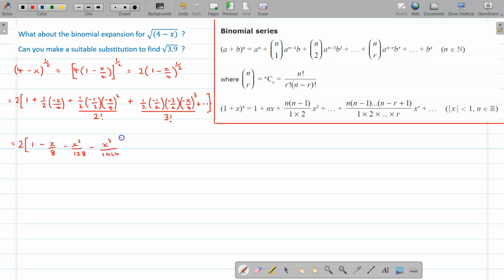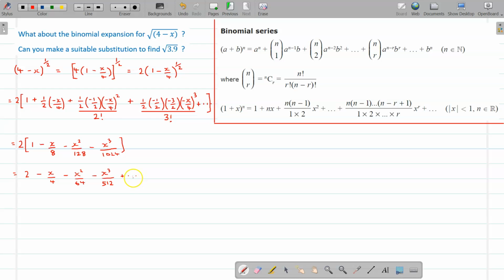Okay, now if you multiply everything in there by 2, it gives you 2 minus x over 4 minus x squared over 64 and minus x cubed over 512. Okay, and of course there would be further terms that would carry on after that, but we indicate that like this.